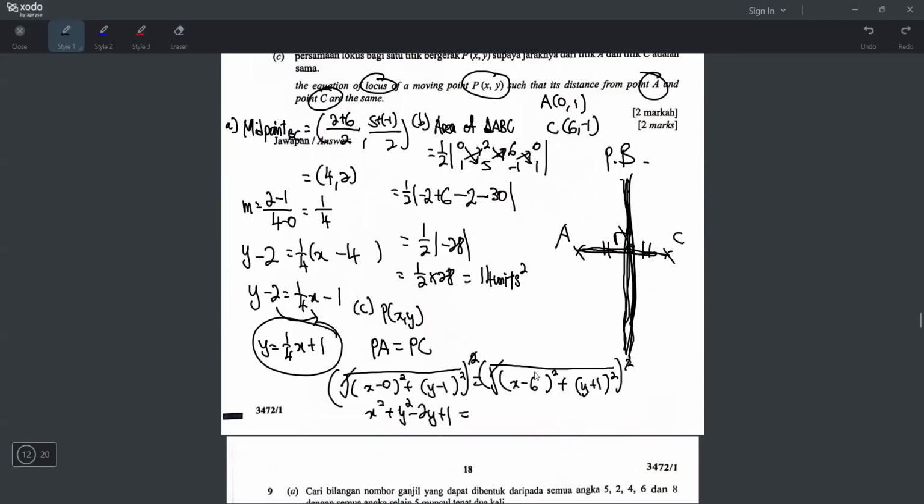Okay. Same with this. When you expand, you have to take depan square, depan darab belakang darab 2, and then belakang square. So depan square is x square. Depan darab belakang -6x, darab 2 -12x. Belakang square is -6 square plus 36.